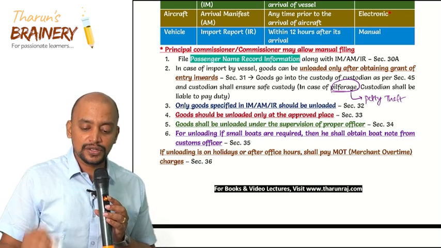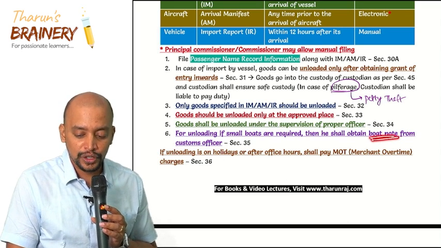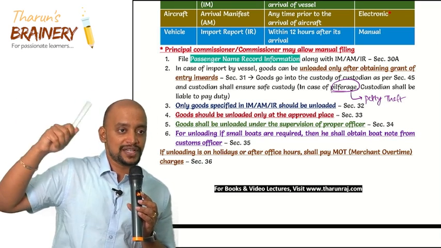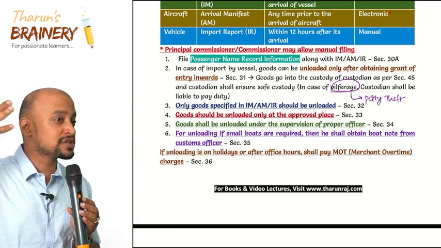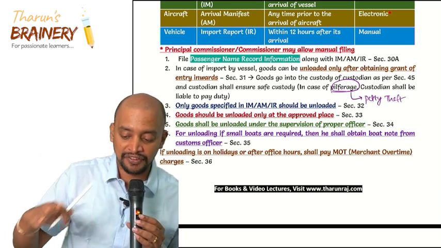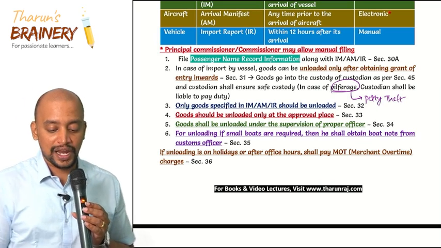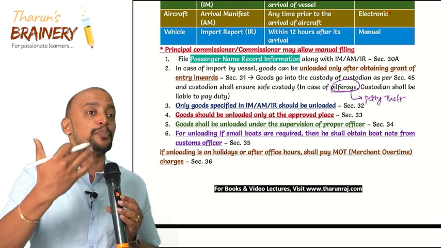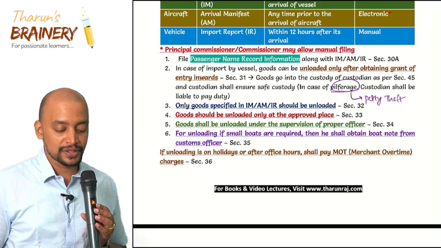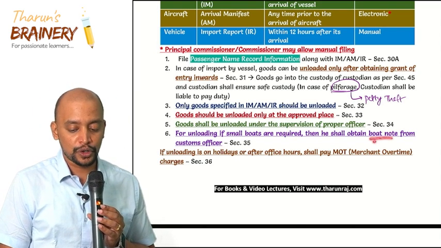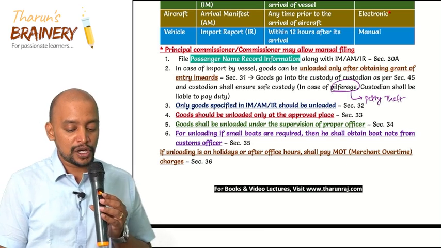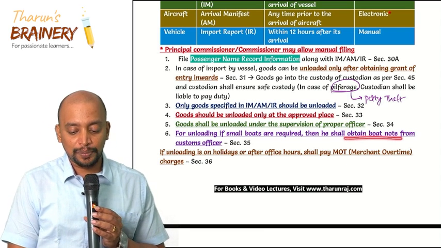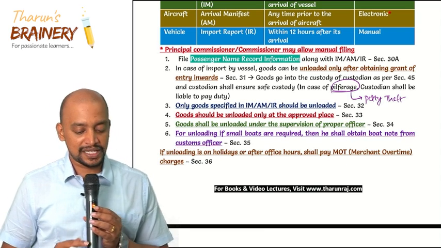That's why these goods should have a boat note, so that when customs officers like coastal guard officers and all identify them, they will understand that okay, this boat note is given by the customs officer, which means these are approved goods only, these are not smuggled goods. That is the section 35 boat note requirement. For unloading, if small boats are required, then he shall obtain a boat note from the customs officer.